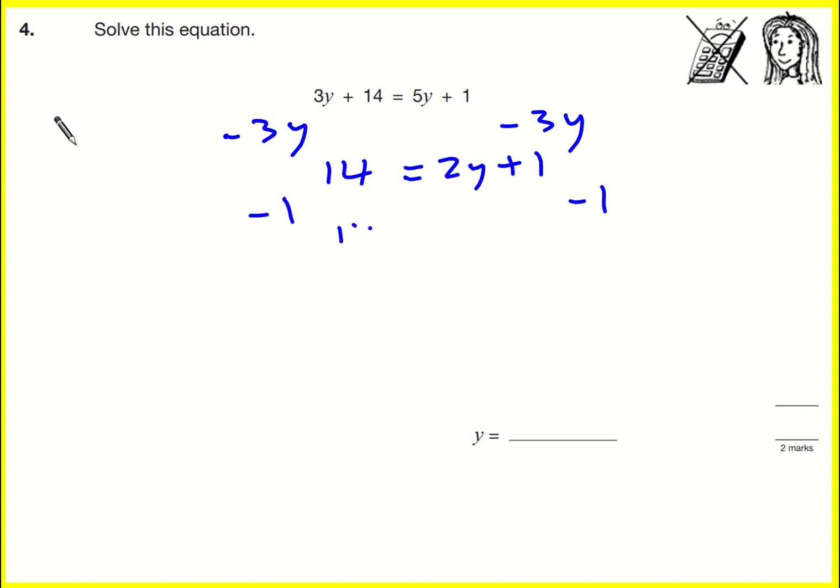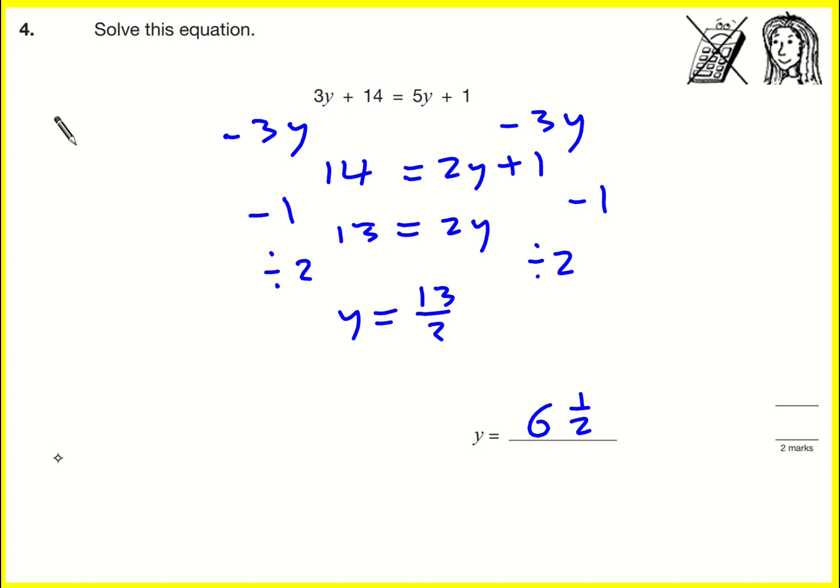So this is going to give 13 equals 2y. And then I divide through by 2. And y is equal to 13 over 2. And that should be an absolutely valid answer. You could write it as a mixed number, which is 6 and a half, or 6.5, but any of those are okay.